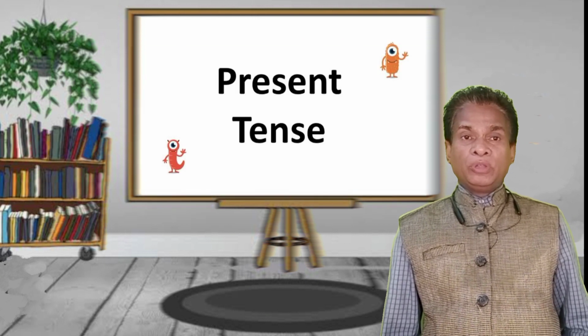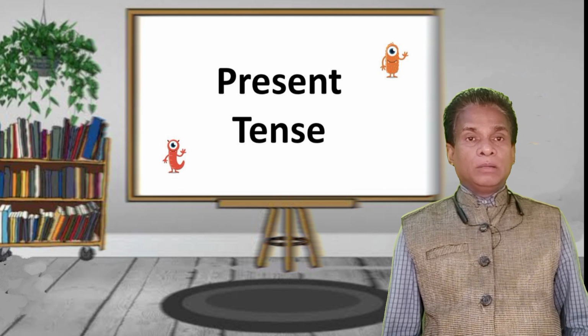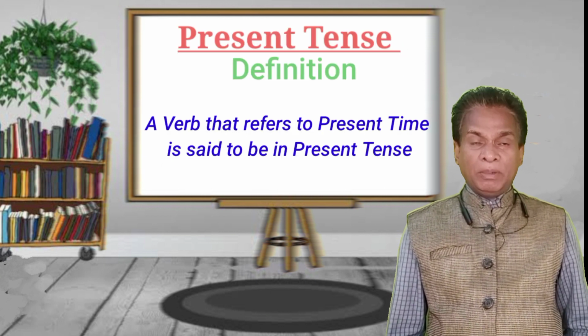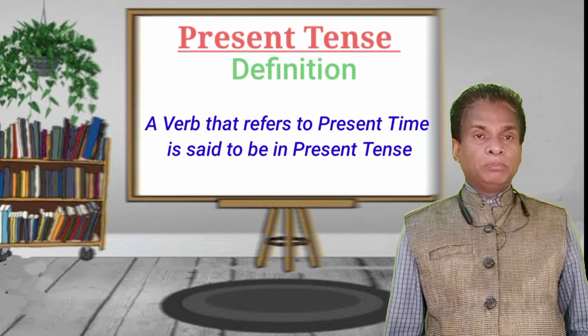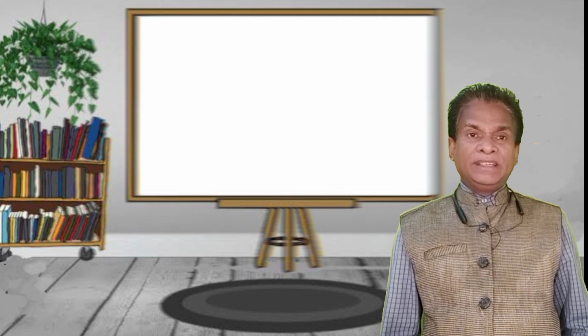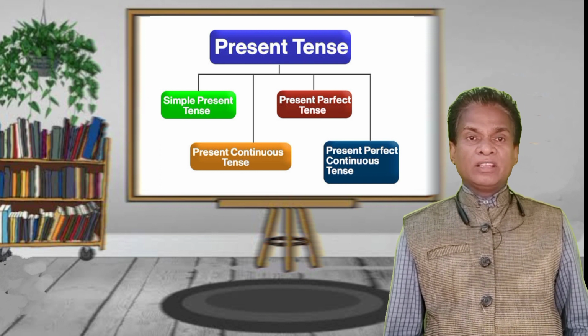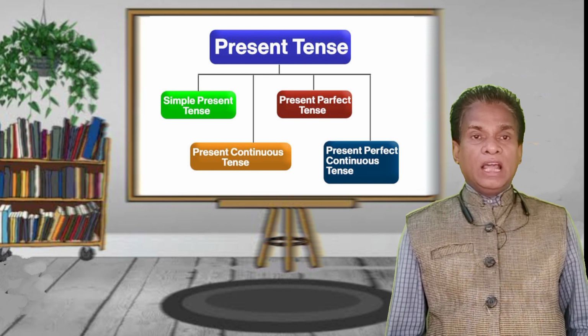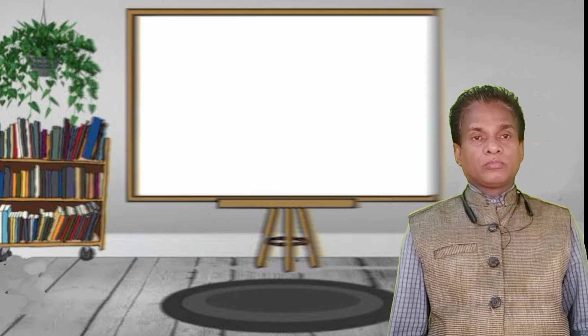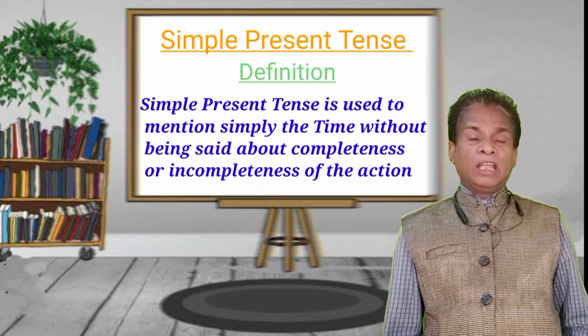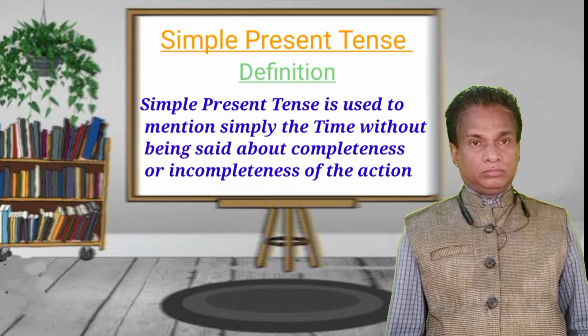So first of all, we should know the definition of present tense. A verb that refers to present time is said to be in present tense. In present tense, there are four tenses: simple present tense, present continuous tense, present perfect tense, and present perfect continuous tense. Now let's know the definition of simple present tense.